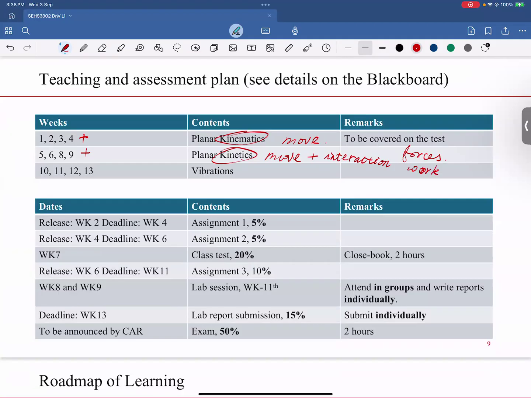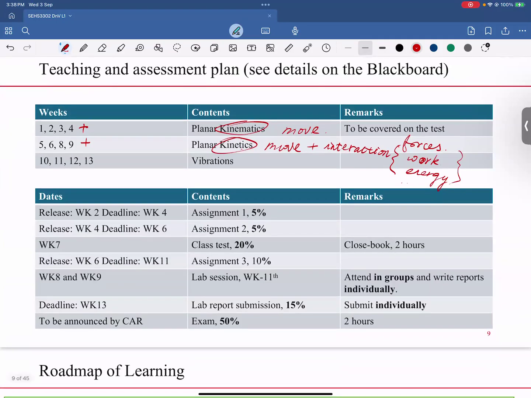Sorry, work, and energy, right? Work energy, and even the momentum, right? Impulse and momentum. But we will just focus on these 3. And if we have some time, I will give you a further explanation of other topics. And last 4 weeks, we will talk about the vibrations.